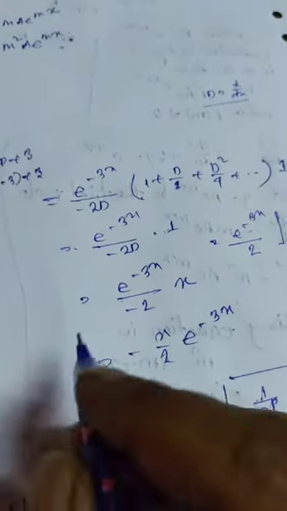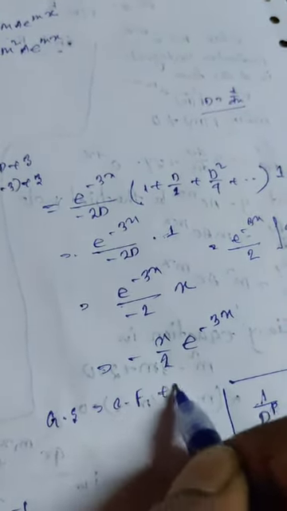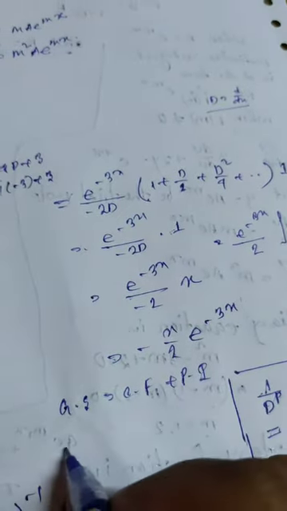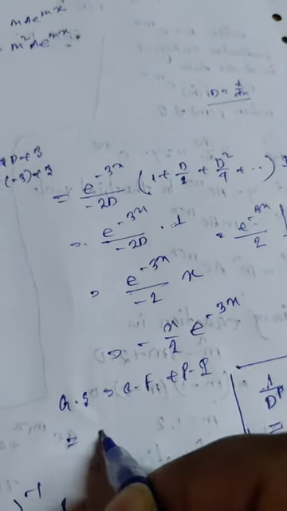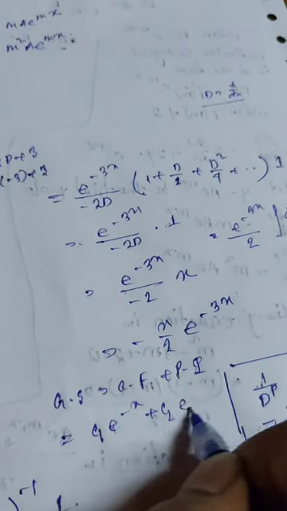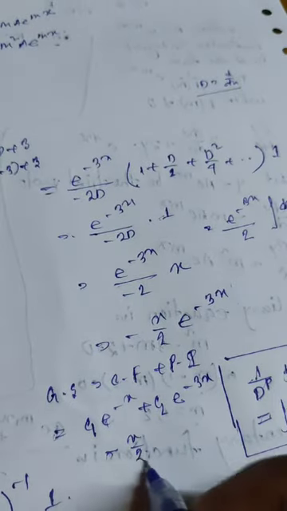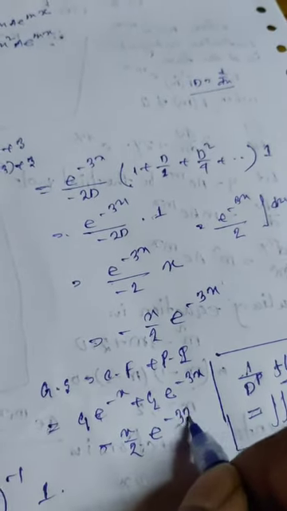So now the general solution is of the form CF plus PI. GS means general solution, that is C1 e to the power minus x plus C2 e to the power minus 3x minus x by 2 e to the power minus 3x.